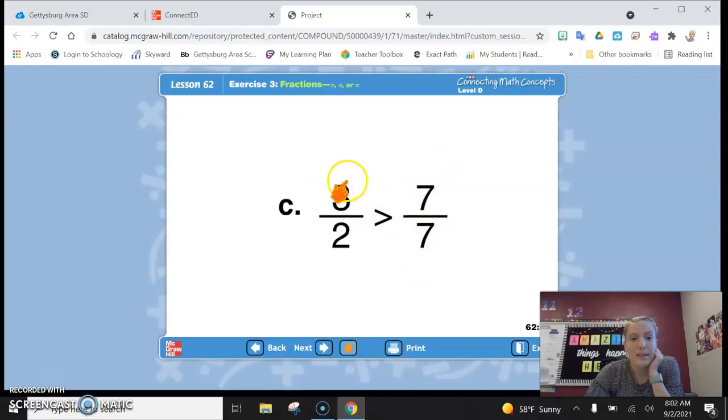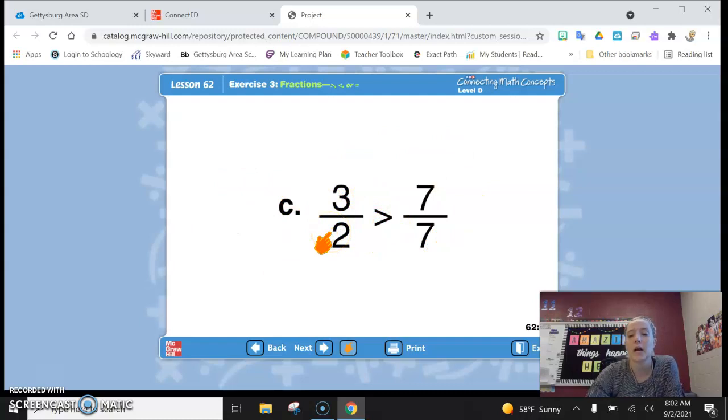But look at this number. This numerator is bigger than the denominator. That means if we had 2 blocks, we colored in 3 blocks. So that was way over. So that means this fraction is greater than a whole. So this would be 1 whole. This would be greater than a whole.